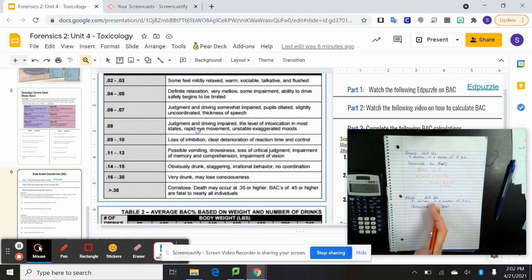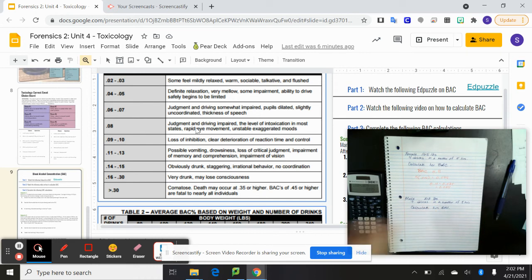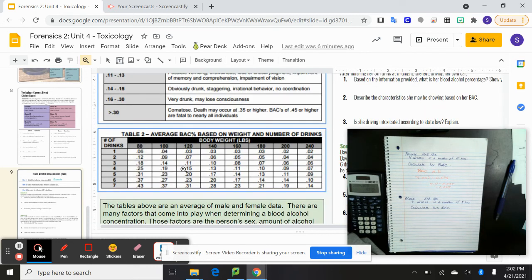Now, for a male, let's do this one for 212. So again, let's go to 212 pounds. So we have 200. I'm going to round down to that 200 mark. In this scenario, we have 7 drinks. So at 7 drinks, that person would be 0.19 for the BAC in this case. Okay, so 0.19, that's very drunk, may lose consciousness. We're at that point.